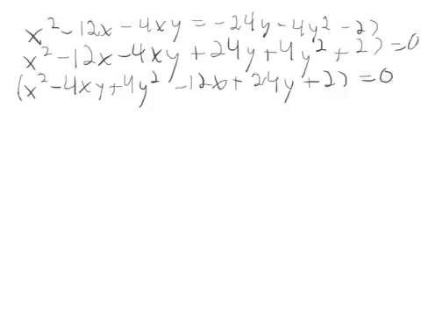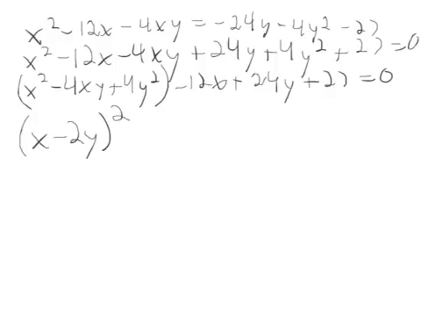But look at the first three terms right here. Notice that I have a quadratic expression, and I can actually factor this expression here. So that's why I've grouped them together. So notice what I get when I factor these. I'm going to get x minus 2y. That's going to be a perfect square.